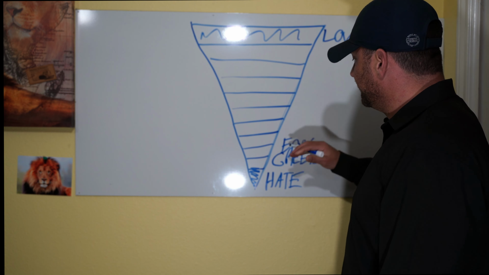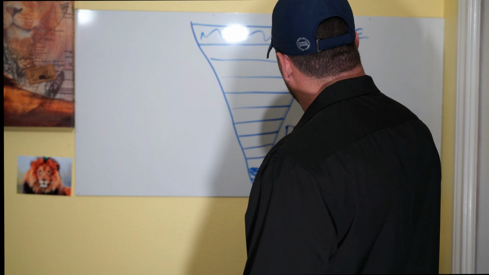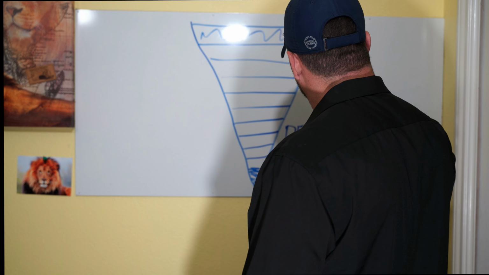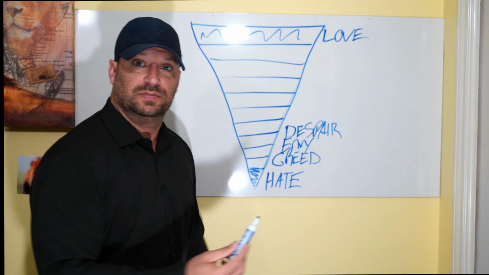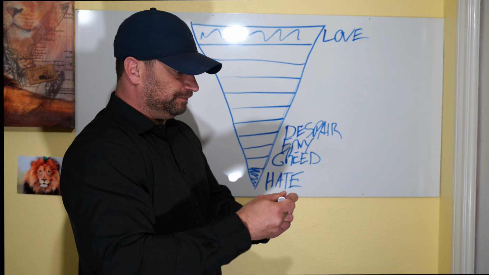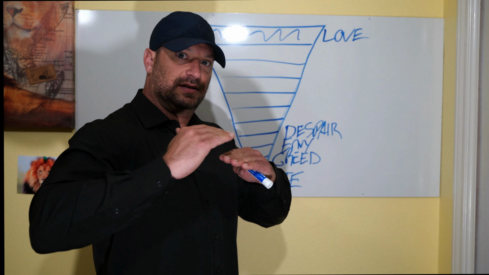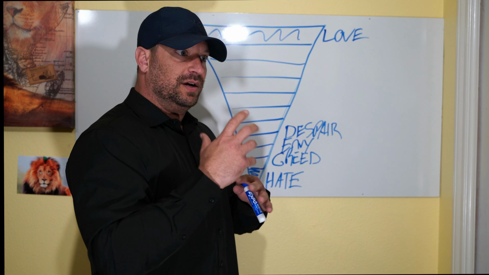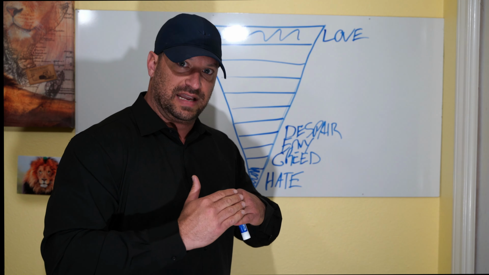So moving up, let's say greed is one step above hate, and above that, envy. Envy on top of greed. One step up, let's say despair. Hate, greed, envy, despair. As you move up, you start to vibrate a little higher. Your vibration increases, your feeling increases, your emotion increases, and it's all getting more positive.